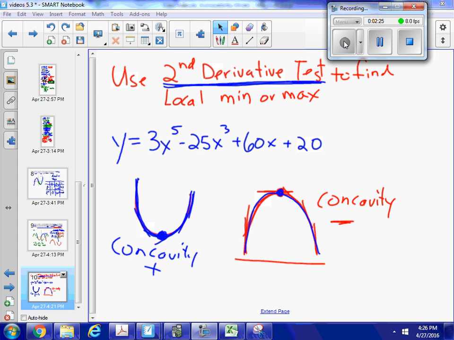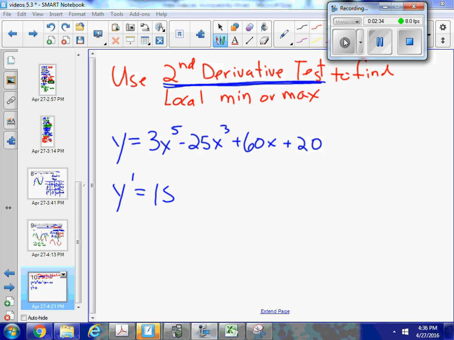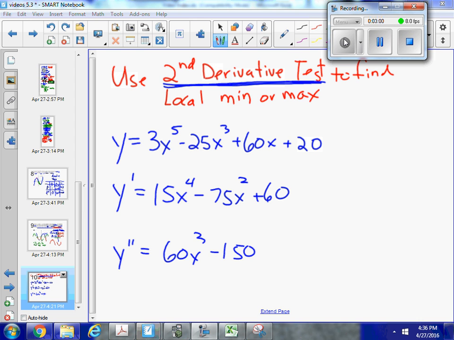So let's work it out algebraically. Let's find the first derivative. So my first derivative is 15x to the fourth minus 75x squared plus 60. And my second derivative is equal to 60x cubed minus 150x.